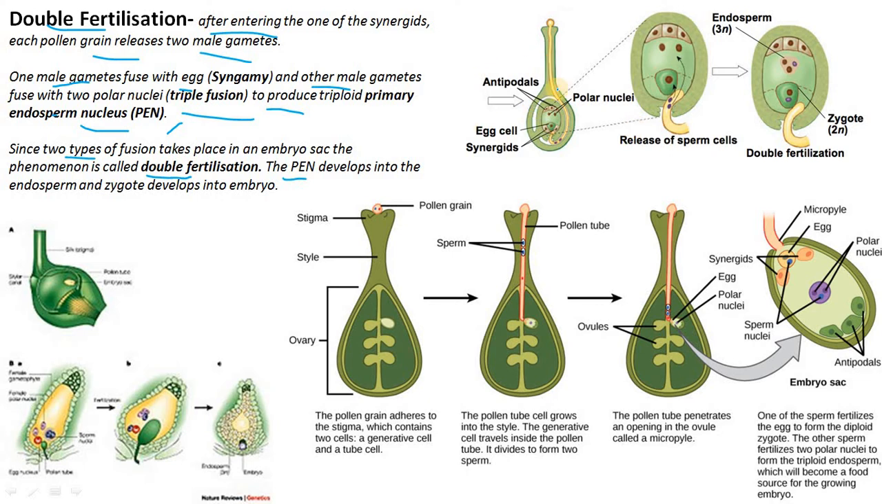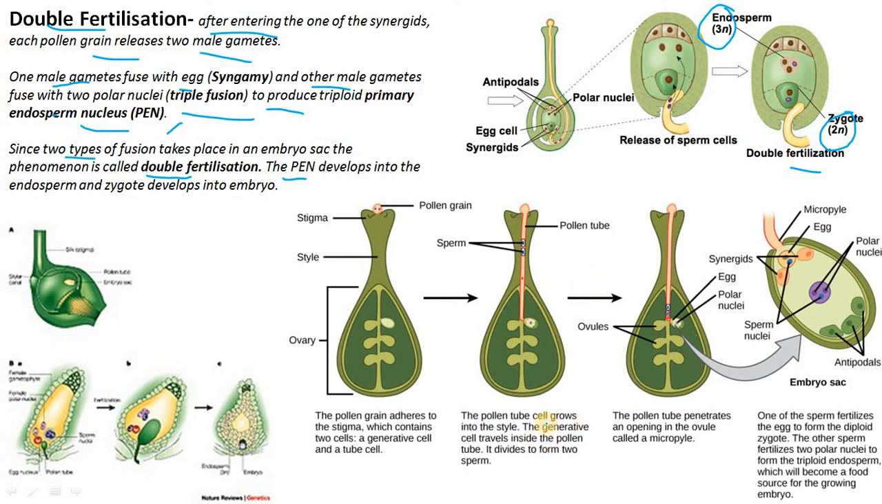So first of all, what happens? There are two antipodal cells, the polar nuclei and synergids are present, and the release of the sperm cells occurs. The 3n endosperm is produced, and the zygote then develops into an embryo. First the PEN develops into the endosperm, then the zygote develops into the embryo. Two different developments, or fertilization events, occur, so this is known as double fertilization.